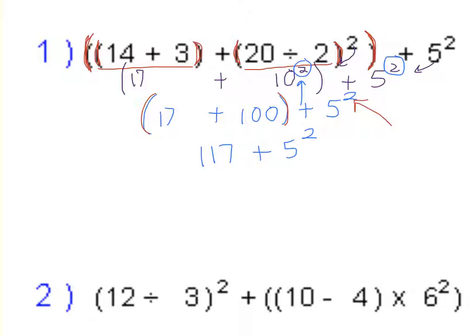Now I can work on this exponent here, because there are no longer any parentheses. So, 5 squared is 25. Bring down my 117. And my final answer is going to be 142.